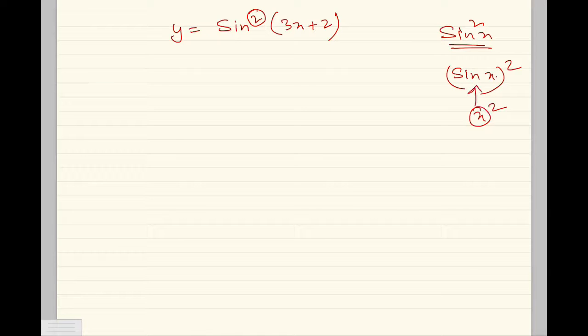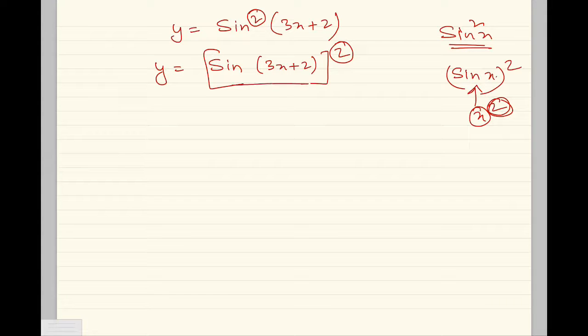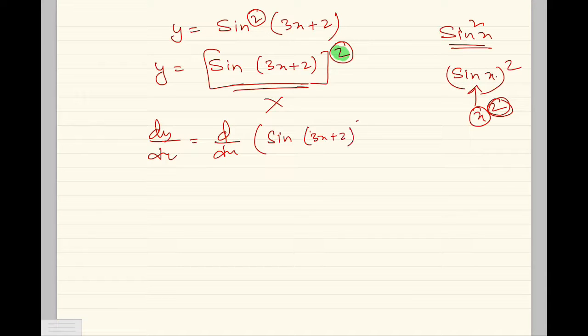instead of x there is a sine x. Remember, that creates a chain. That's why power also comes under chain rule. So can I write it like this? y equals sine 3x plus 2 in a bracket and whole square. Now you understand that this power is a chain, because this should have been x. So I handle first the power. Correct? So dy by dx, d/dx of sine 3x plus 2 and whole square.